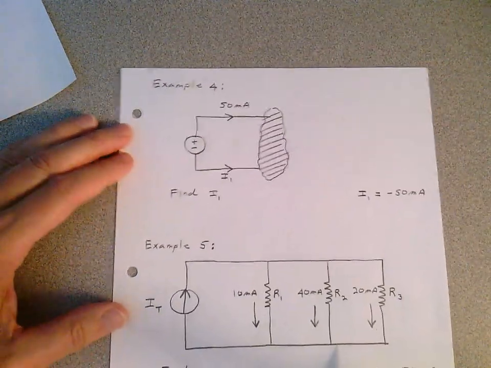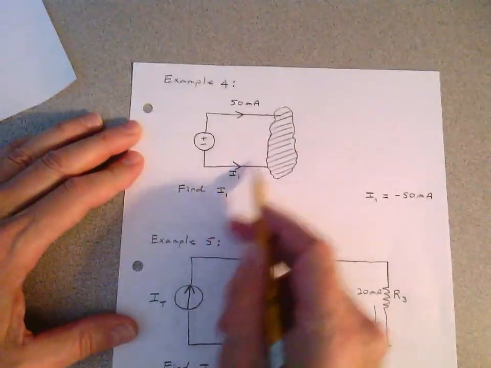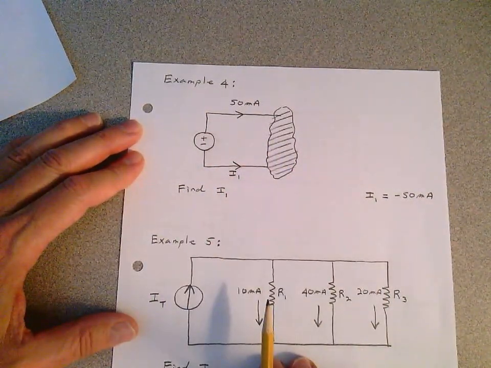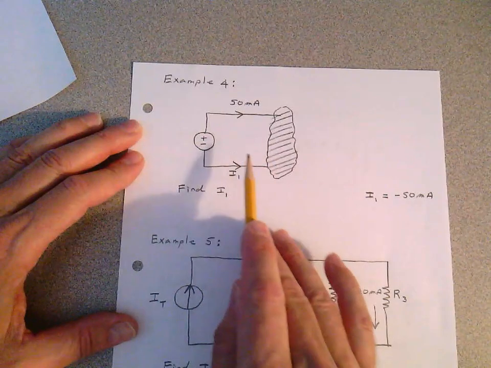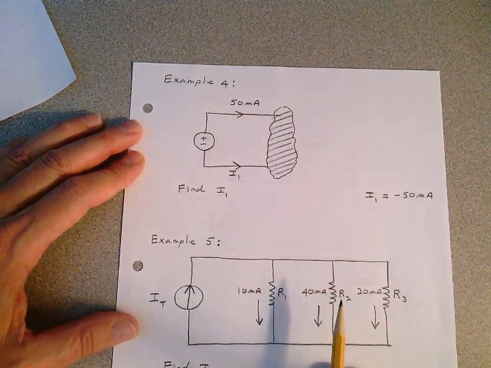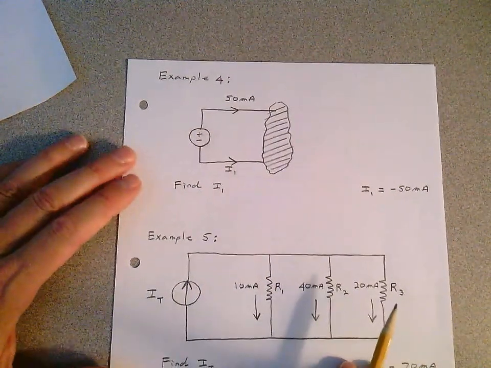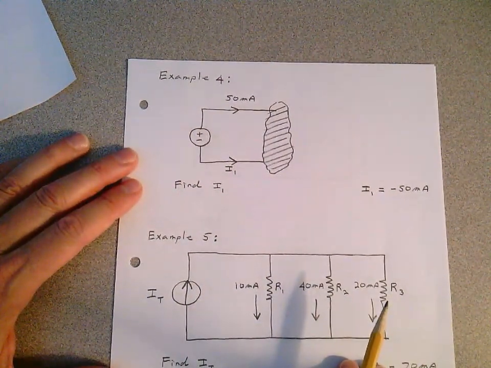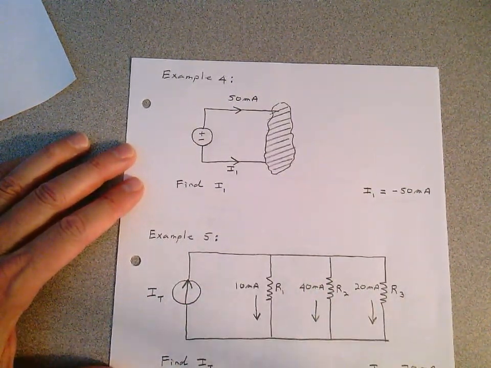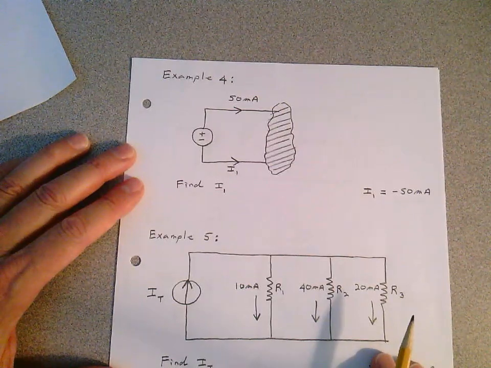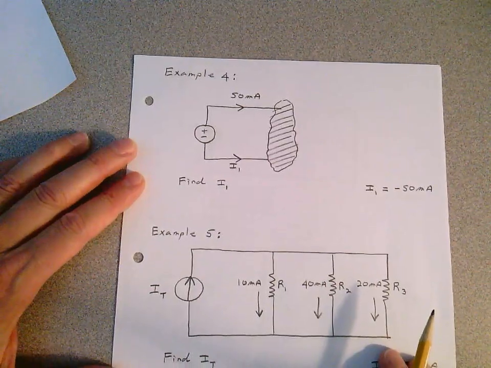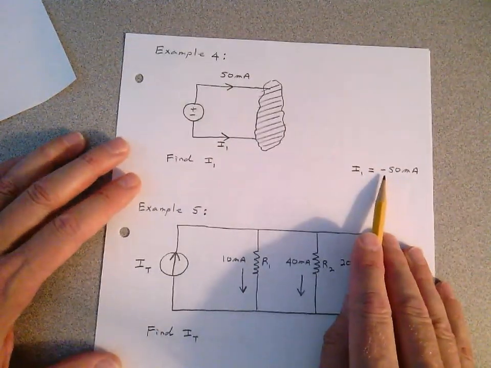Here's example 4. I want you to find I1 in this circuit here. That's a network of some sort there. Now, when you do these examples, write equations. If you just give me an answer on an exam and it's wrong, it's all wrong. I can't give you any extra points, any extra credit. So you have to write equations. That's the reason we're taking our time in this simple lecture on how to use KCL. So write an equation, see if you get I1 equals minus 50 milliamps.